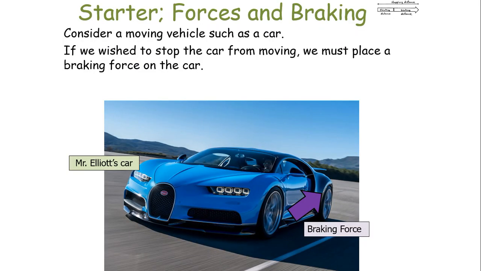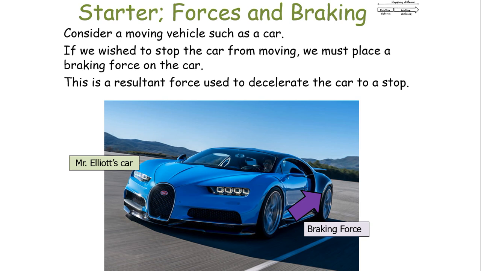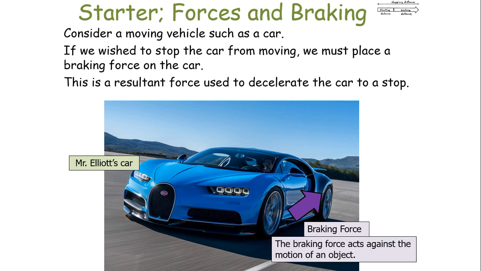So consider a moving vehicle such as a car. If we wish to stop the car from moving, we've got to place a braking force on the car. Now, this is a resultant force used to decelerate the car to a stop. Now, the braking force acts against the motion of an object, so it can come from the frictional force between the brakes and the wheel, and it can also be the air resistance acting upon the vehicle.